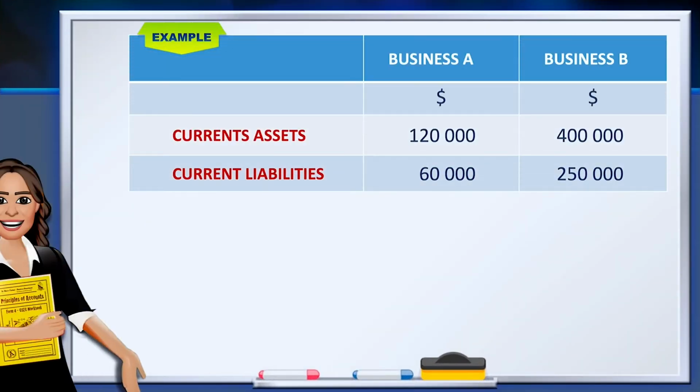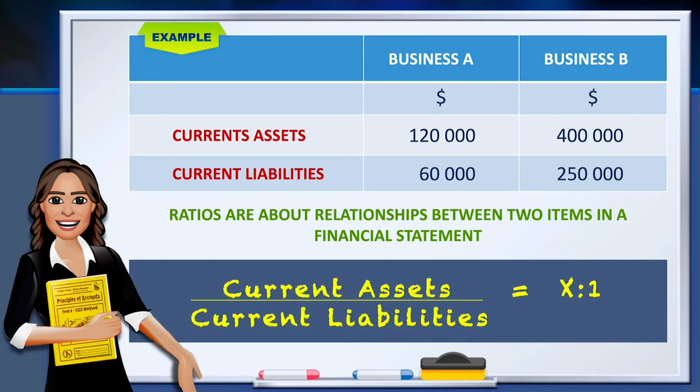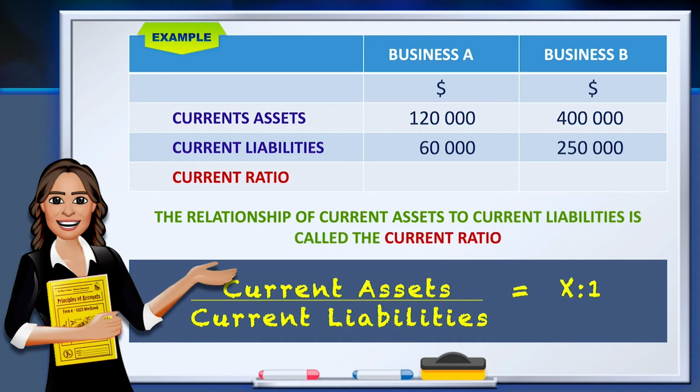So ratios are about relationships. And in this case, the relationship that we are going to be looking at would be our current assets to our current liabilities. This ratio is basically called your current ratio. So this is the first liquidity ratio that we are going to be looking at. And the formula for your current ratio is current assets over current liabilities.